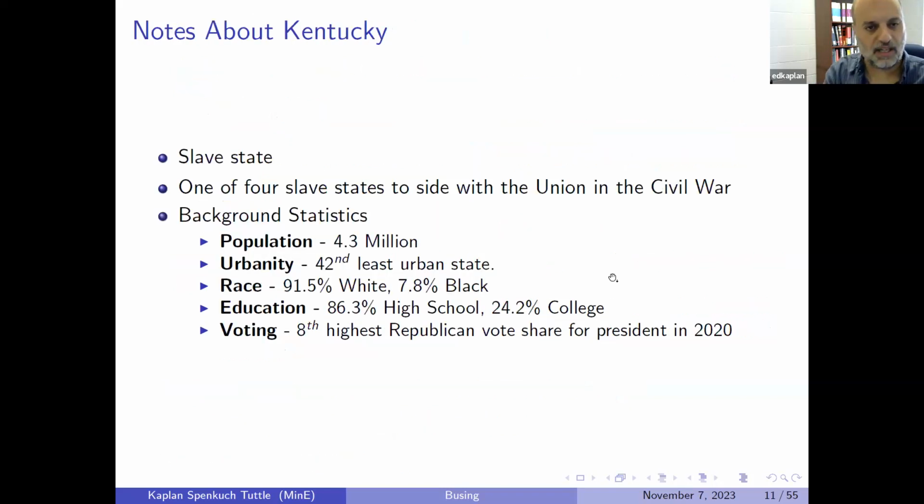So a few notes about Kentucky. One, it was a slave state. It was one of four slave states to side with the Union in the Civil War. It's currently about 4.5 million people. It's a pretty rural state, one of the most rural states. It's 92% white. About 86% have graduated from high school, 24% from college. And in 2020, it had the eighth highest Republican vote share. So it's a pretty rural white Republican state.